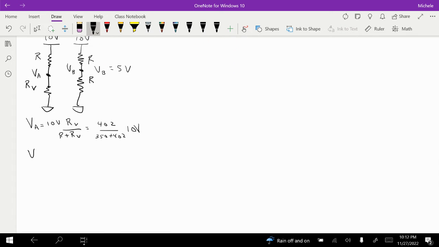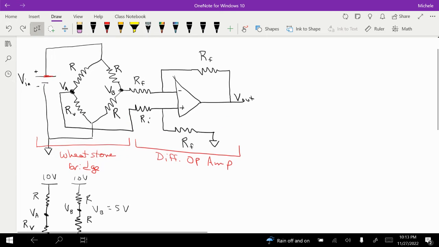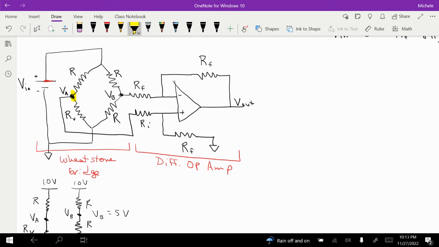And so VA then is equal to 5.37 volts. And that makes sense because if this RV here is 402 and our R is 350, then we would expect to have more than 5 volts left for RV because that resistor is bigger. So that makes sense. So that gives us our values for up here. So we now know this VA is equal to 5.37 and this VB is equal to 5 volts.